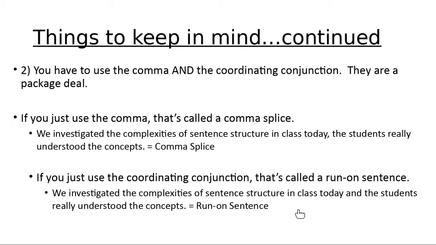So what we have here is all the makings of a compound sentence, but by leaving out that comma to go with its coordinating conjunction buddy, then we've created a run-on sentence. So you have to use the comma along with the coordinating conjunction. Comma splices are no good. Run-on sentences are no good.